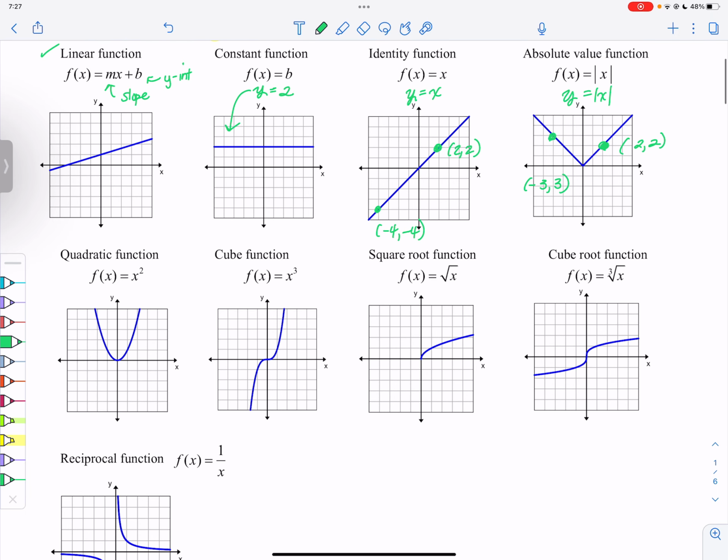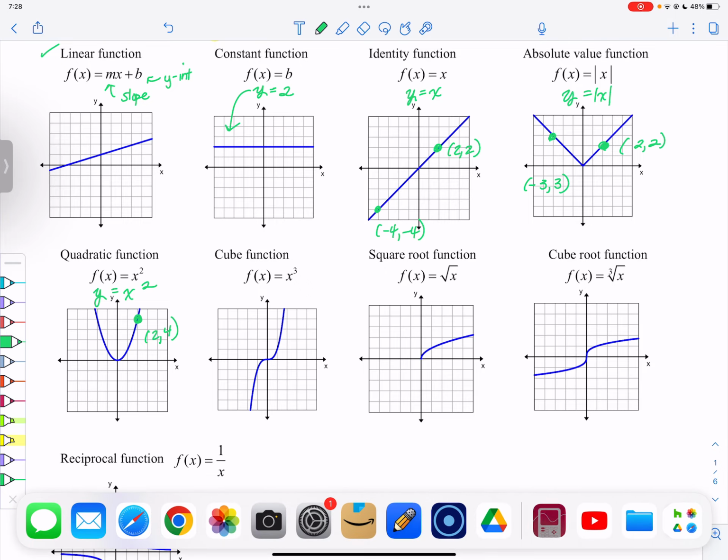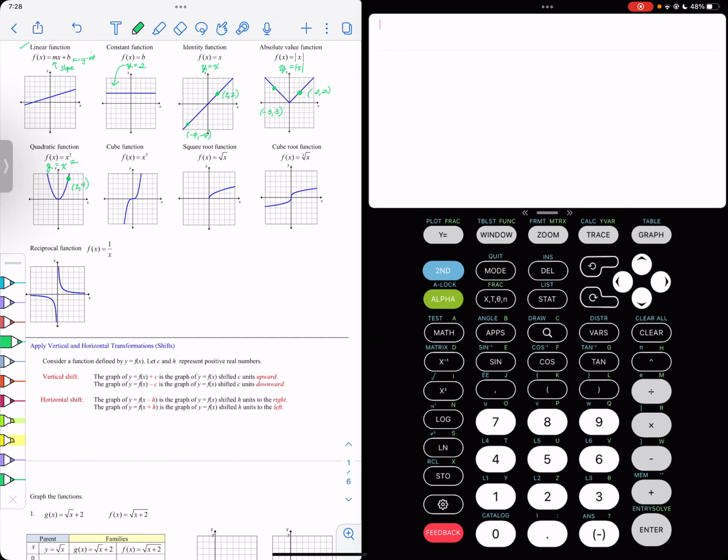And we will be able to put these in our calculator and view them. Here is our quadratic function. Y is equal to x squared. When x is 2, y is 4. So 2, 4 is on this graph because when you square 2, y is equal to 4. So placing these in our calculator is quite simple.